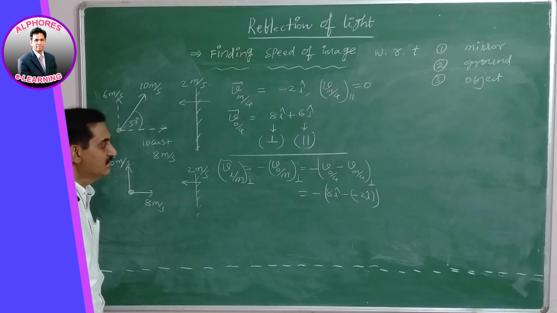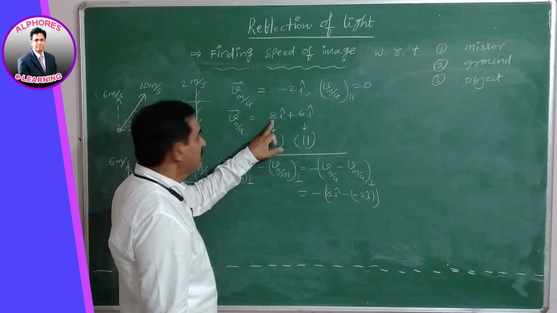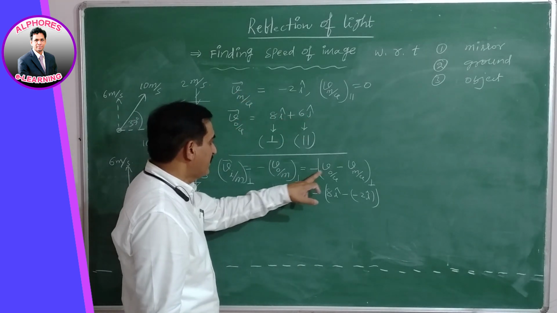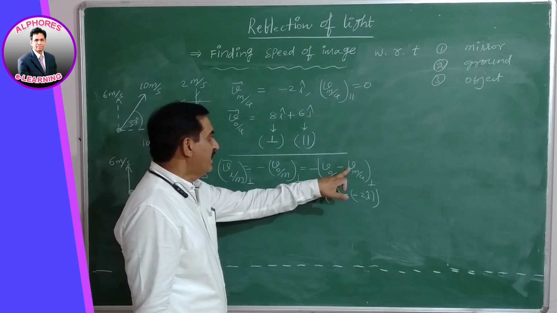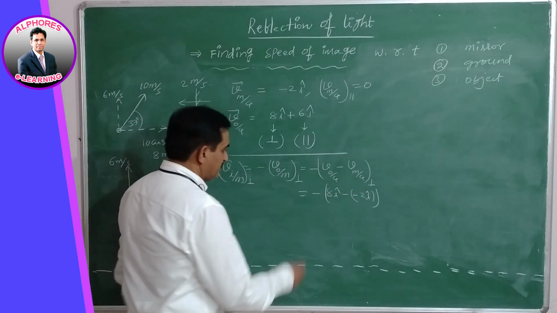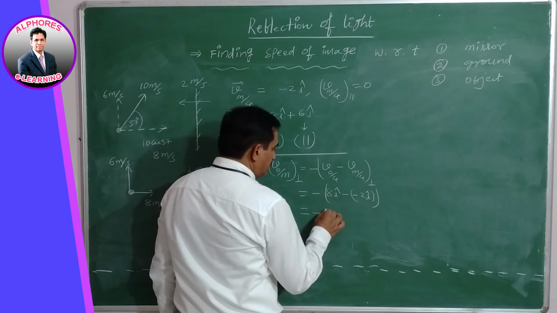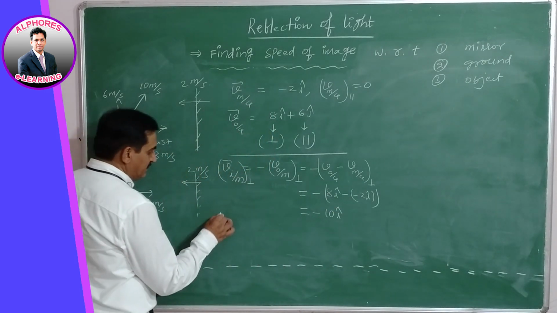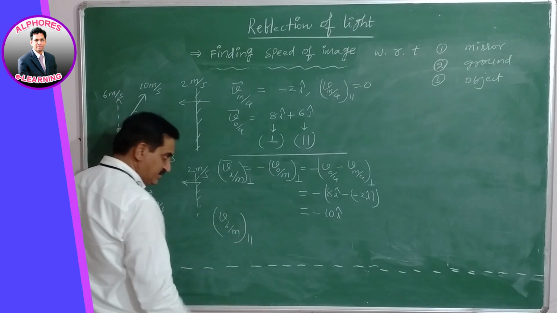See once again, the object with ground perpendicular component is 8i and the mirror with ground is minus 2i. So in the formula, 8i minus (minus 2i), and again the mirror with the ground speed is minus 2i. Therefore, simplifying this, minus 10i. This is the perpendicular component. Similarly, speed of image with respect to mirror, parallel component.